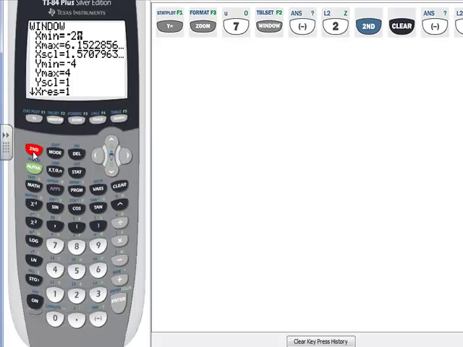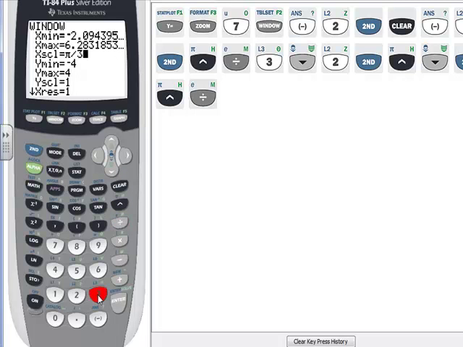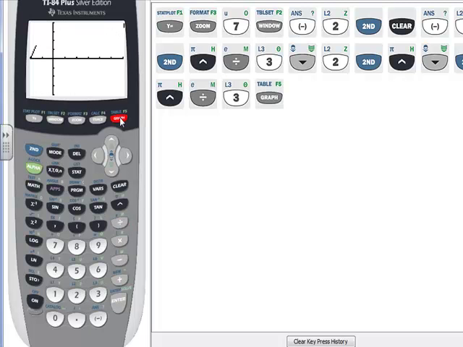negative 2 pi over 3 is my starting point, and my max point I want to go to is 2 pi, so 2 pi. And if you look on the grid, the little tick marks on this thing are counting by pi over 3, so I'm actually going to type it in so my tick marks look like what's on my paper. And now I'm going to hit graph, and you'll notice if you hold up your paper that this is exactly what it looks like on the paper.